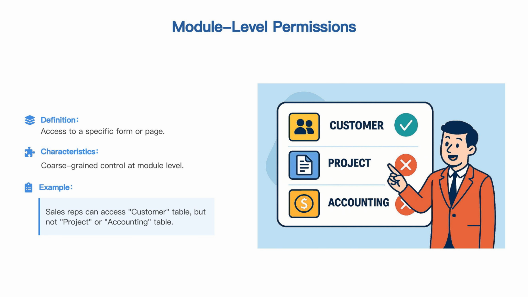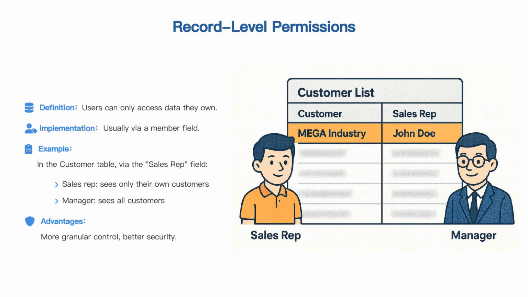Let's use a specific example to illustrate what module-level permissions are. For example, in a sales management application, we allow sales representatives to access the customer table but not the accounting table or project table. Based on the customer table access permissions, we can also control record-level permissions, which are typically managed through the member field within the record. For instance, using the sales representative field in the customer table, we can restrict sales representatives to viewing only the customer information they are assigned to, while managers can view all customer information.